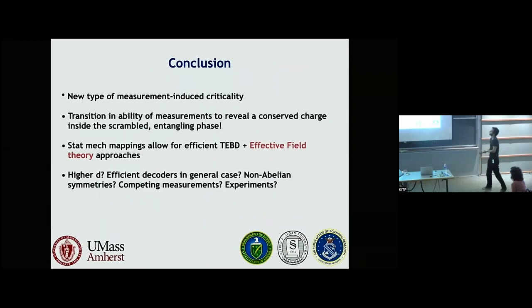All right, so with this, let me just very briefly conclude. I've argued there's a simpler new type of measurement-induced criticality. I say simpler, it doesn't have to do with entanglement, just charges. It's a transition in the ability of the measurements to reveal a conserved charge inside the scrambling phase. Let me just also advertise that those stat-mech mappings are really very useful to study all those problems. They allow you to simulate things very efficiently using TBD, even though the original system is in a volume law phase. And they also allow you to use more standard tools like effective field theories.